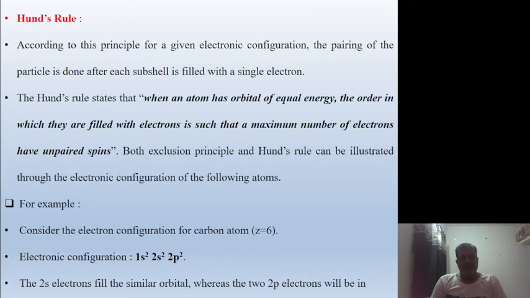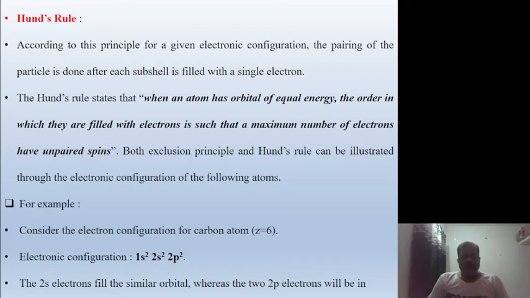The next one is Hund's rule. According to this principle, for a given electron configuration, the pairing of the particles is done after each subshell is filled with a single electron. Hund's rule states that when an atom has orbitals of equal energy, the order in which they are filled with electrons is such that a maximum number of electrons have unpaired spin, not paired spin. This is not allowed for paired spin.